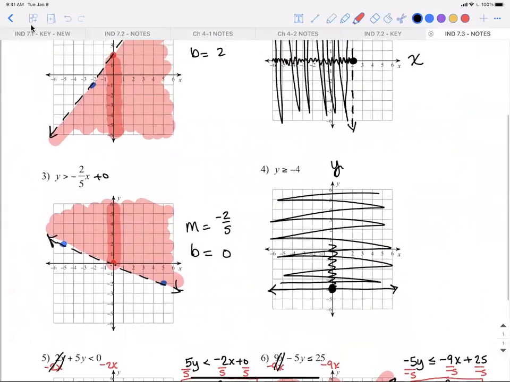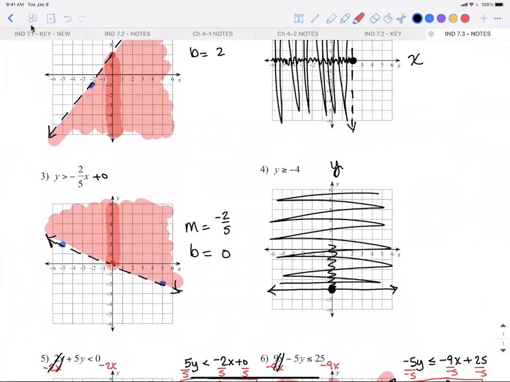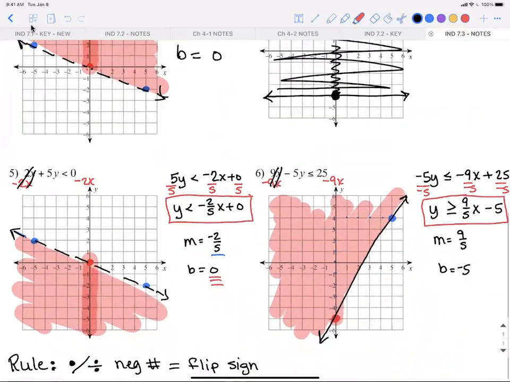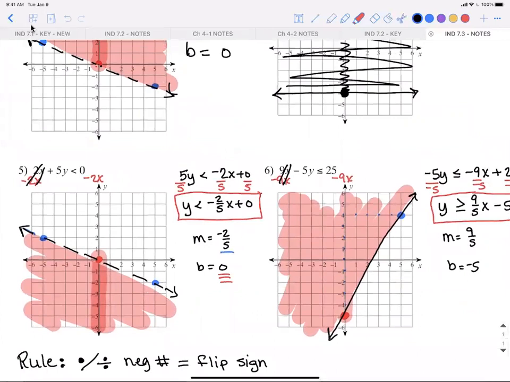Again, if it's already in y equals mx plus b, great. State your m, state your b, graph, decide dashed or solid and shade. If it's a special case, it's either going to be up and down or side to side. And if it's in standard form, you have to get it in y equals mx plus b, remembering the rule about dividing or multiplying by a negative.